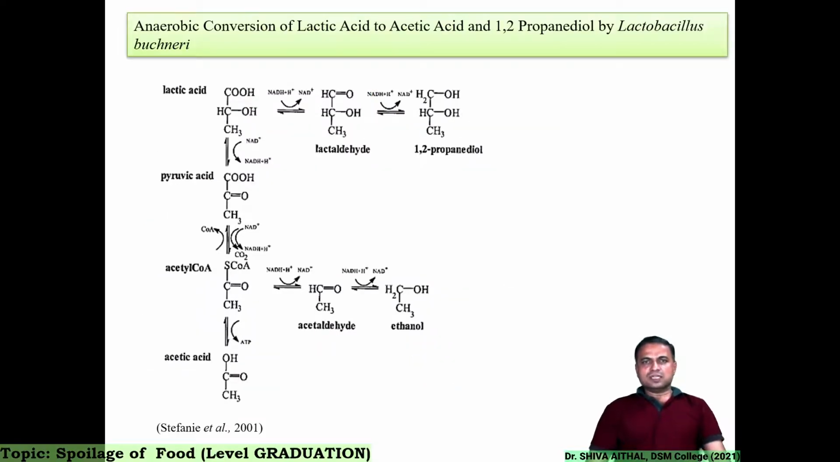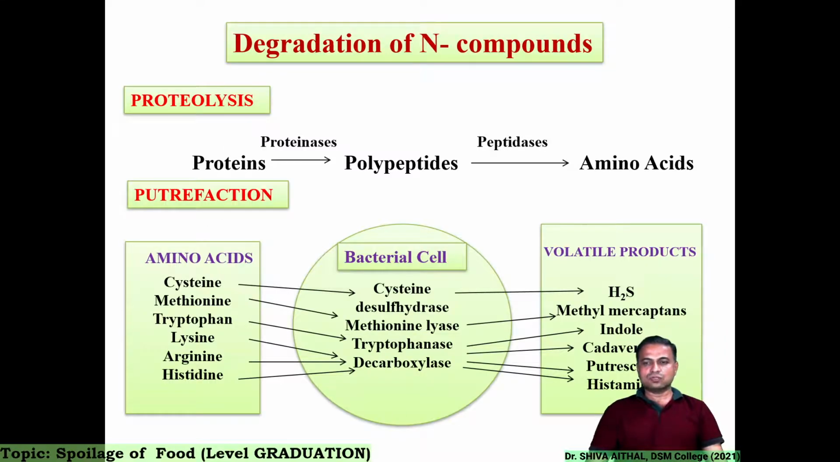So here also you can see aerobic conversion of lactic acid to acetic acid and 1,2-propanediol by Lactobacillus buchneri. This is one of the LAB group of bacteria, and it gives rise to acetic acid, acetaldehyde, lactaldehyde, ethanol. If these are needed, it is good, but if it is automatic, it is bad, so on and so forth.